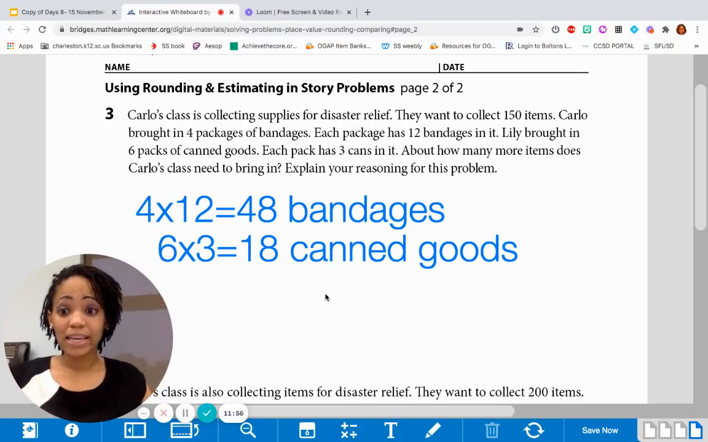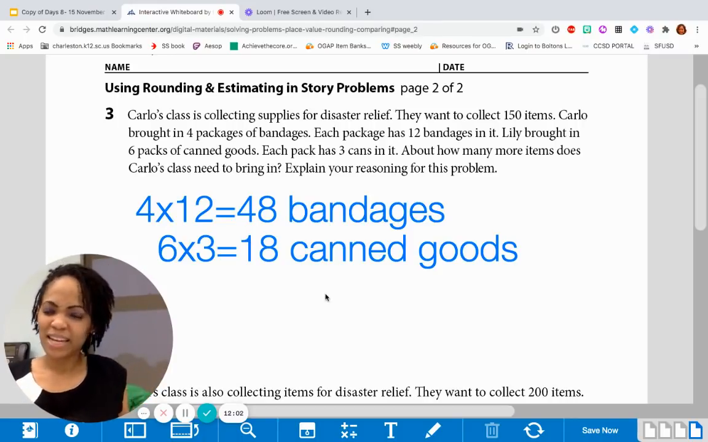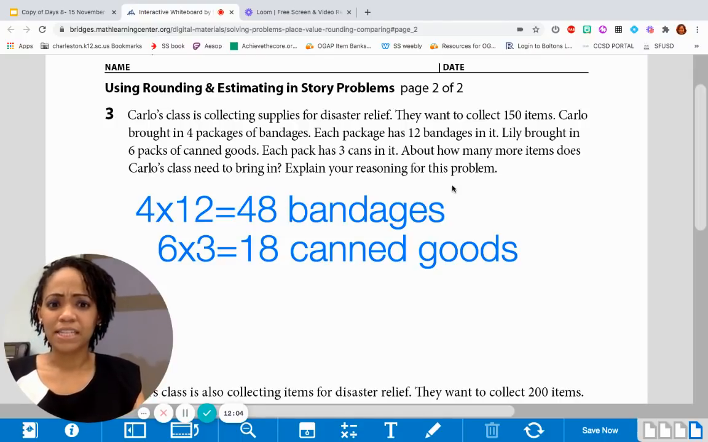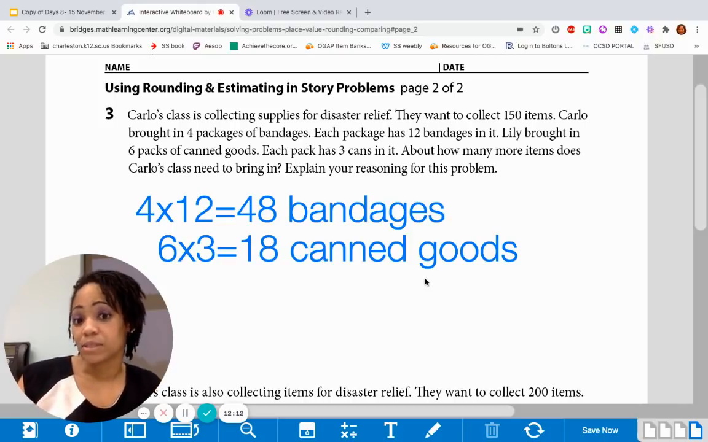Yeah, can we estimate here? We were precise with finding out how many items we have, but can we estimate now? This is about 50, and this is about 20. So they have about how many items? 70 items, about 70 items.